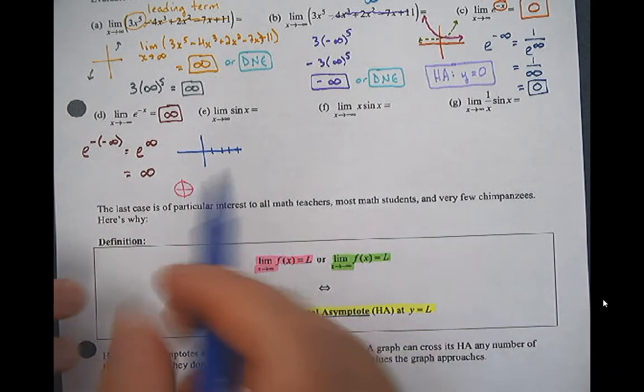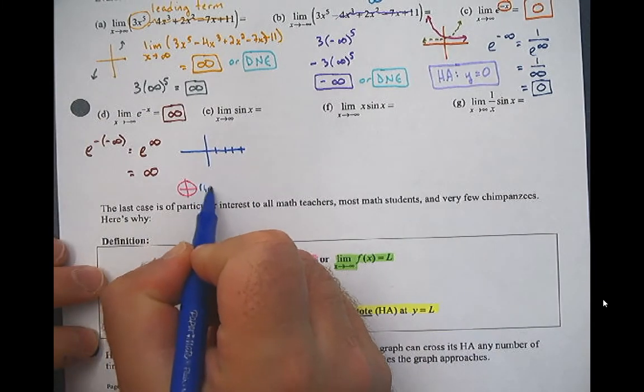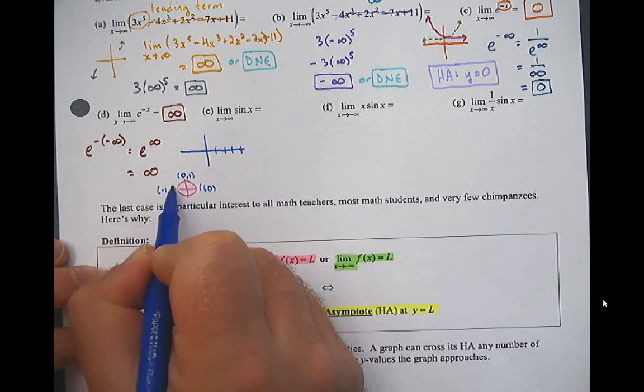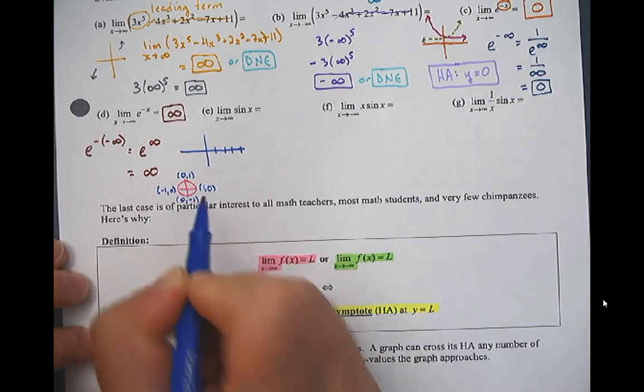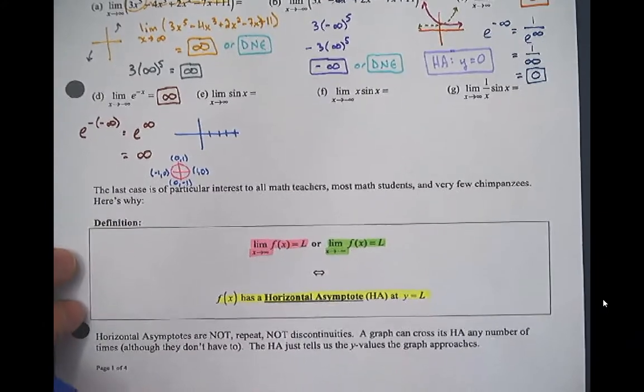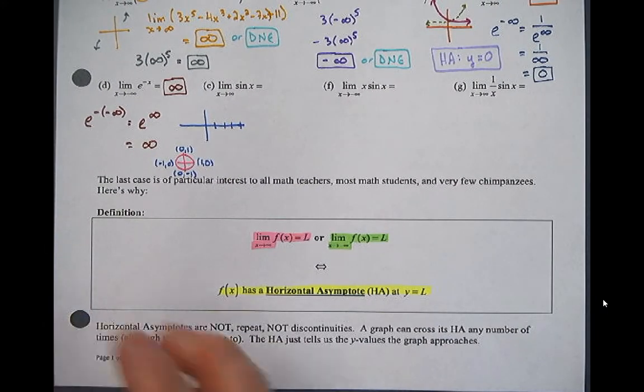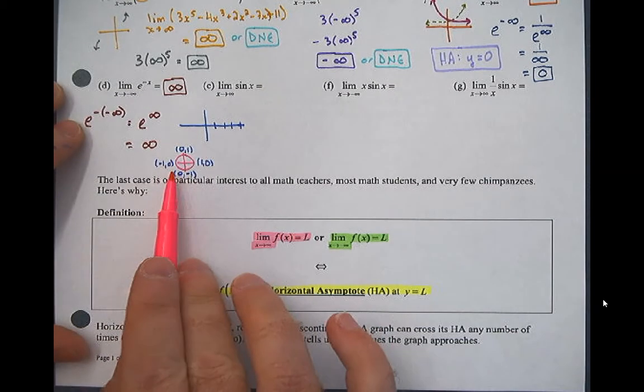So this is 1, 0. This is 0, 1. This is negative 1, 0. This is 0, negative 1. I'm going to start to do this less and less throughout this year. I expect you guys to be able to do this on your own without me showing you every time, but I'll show you one more time.